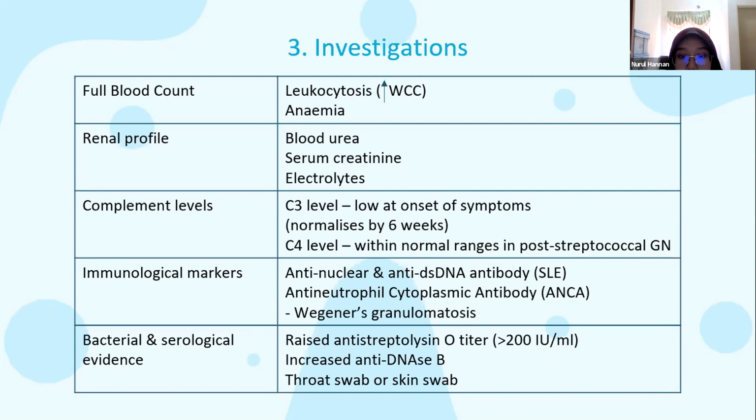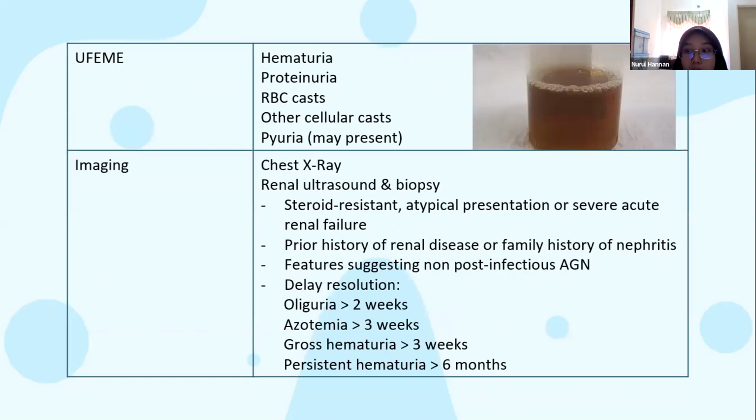If there is raised anti-streptolysin O titer, it is most likely to be post-streptococcal glomerulonephritis. And you can also do anti-DNase B, which is a better marker to look for streptococcal infection. And then we can also do throat swab or skin swab to confirm if there is any infection.